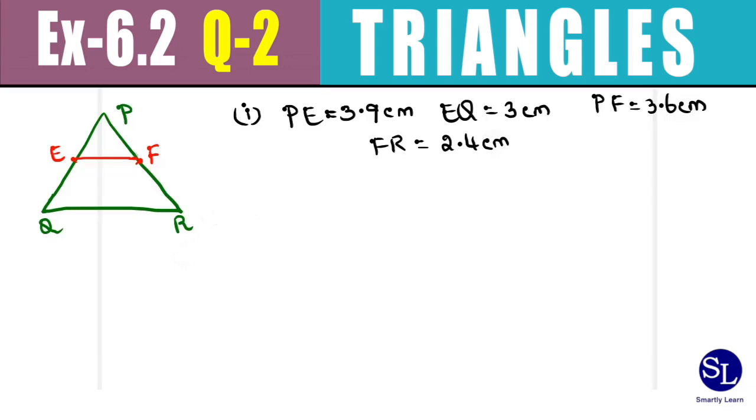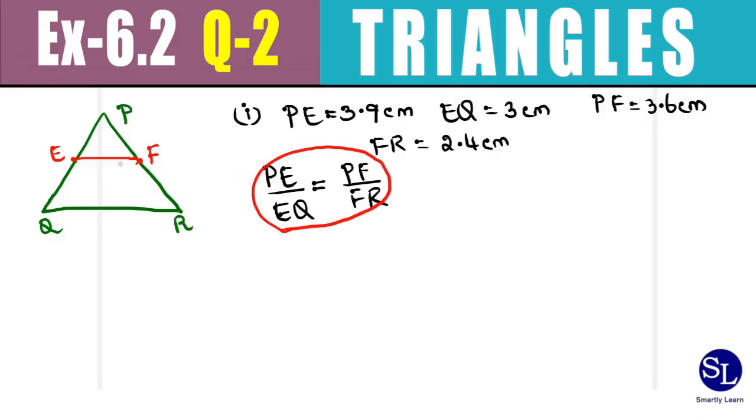According to BPT, EF can be parallel to QR only if PE divided by EQ is equal to PF divided by FR. So only if this condition matches can we declare EF is parallel to QR. So let's calculate these ratios now and check whether they are equal. PE divided by EQ means 3.9 divided by 3. Let's simplify this. So it is 1.3 divided by 1, or simply 1.3.